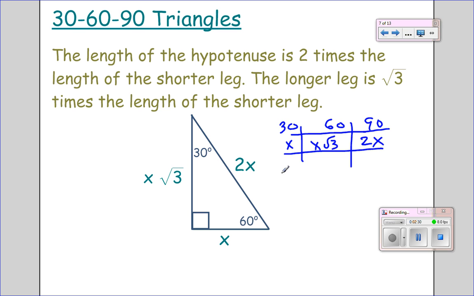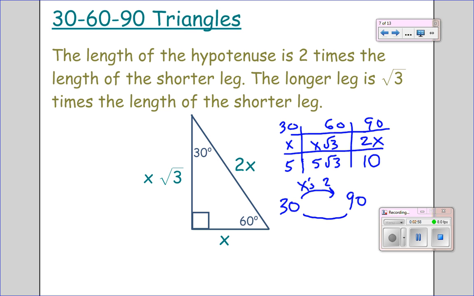In other words, if we know the 30 side, so let's say the 30 side was 5, to find the 60 side I would multiply by square root of 3, and then to find the 90 side I'd multiply the 30 by 2. So to go from the 30 to the 90, you multiply times 2. Not 30 degrees and 90 degrees, but from the 30 degree side to the 90 degree side, you multiply by 2. For example, 5 times 2 is 10.